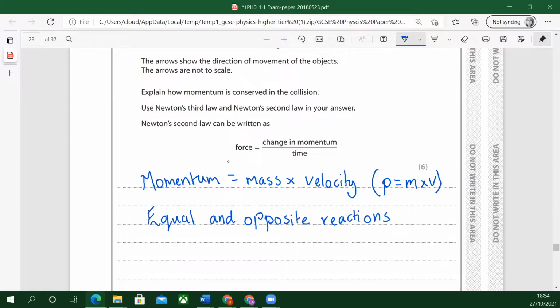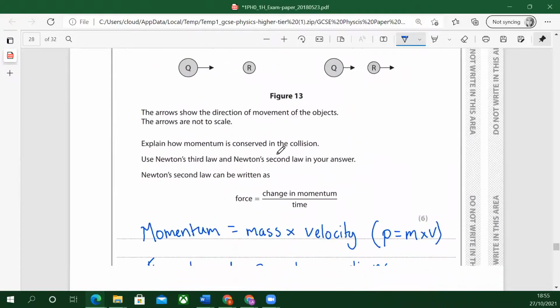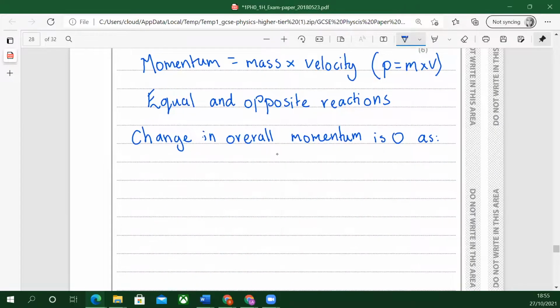So the change in momentum of Q has to equal the change in momentum of R. The change in overall momentum is actually 0. Let me just write this out. Momentum before has to equal momentum afterwards.